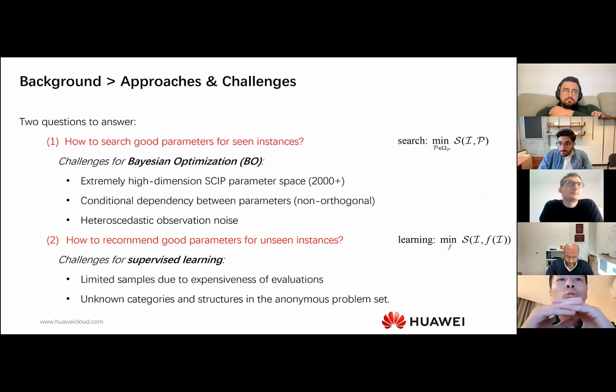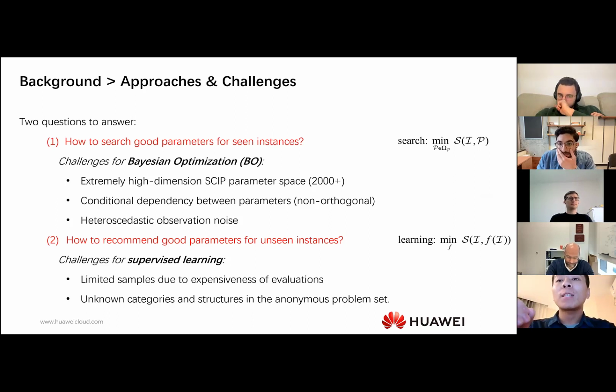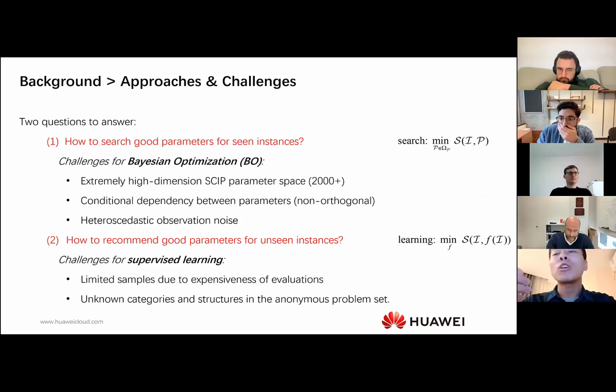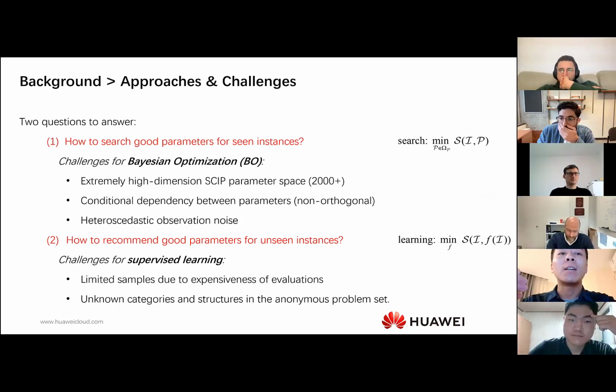First, how to search good parameters for the instances in the training set. We believe it is a search problem, and we choose Bayesian optimization, that is BO, to solve it. The challenges are that the dimension of the parameter space is very high, and there is conditional dependency between parameters. And what's more, there is heteroscedastic observation noise.